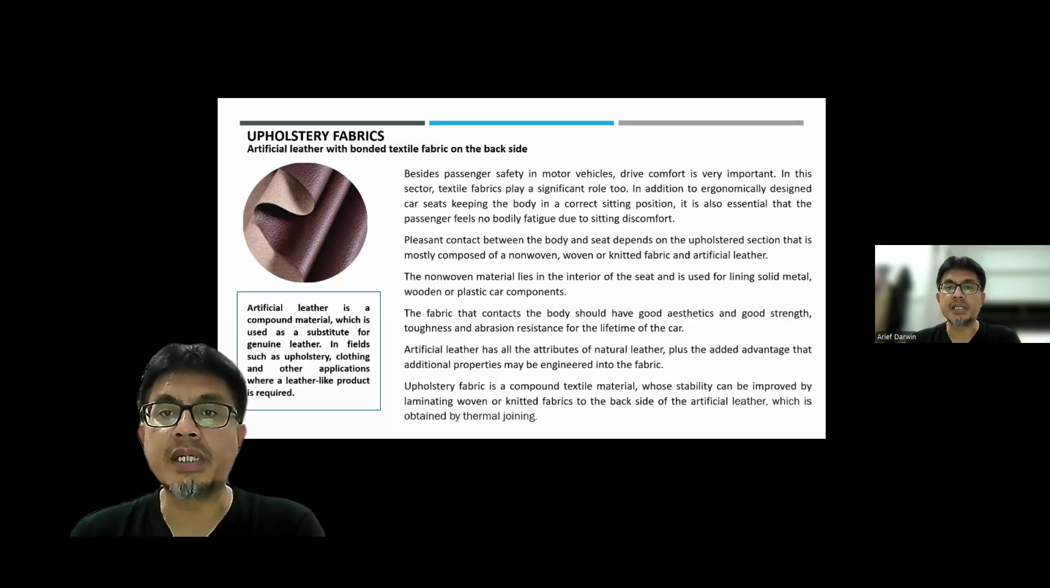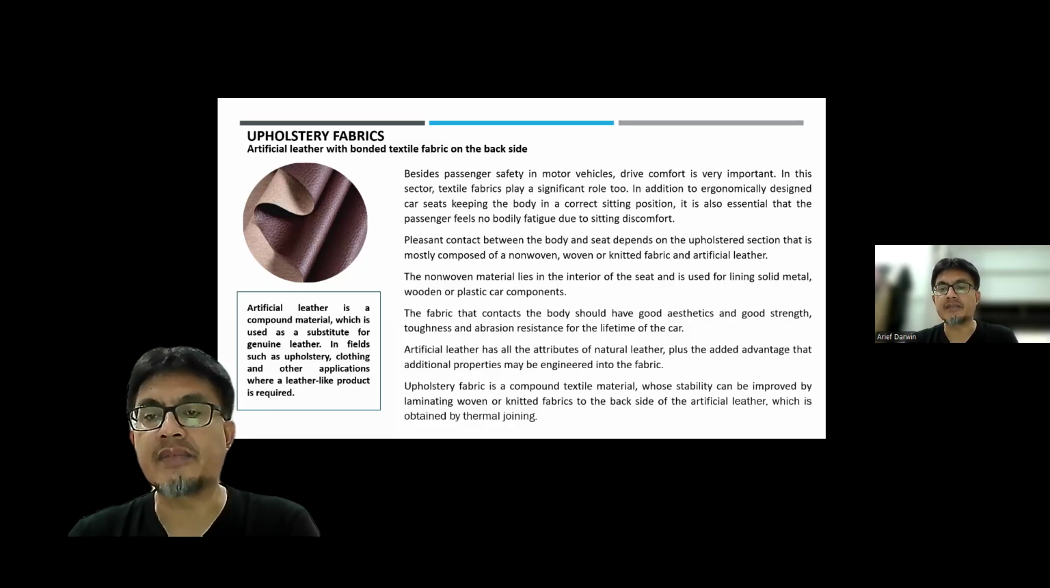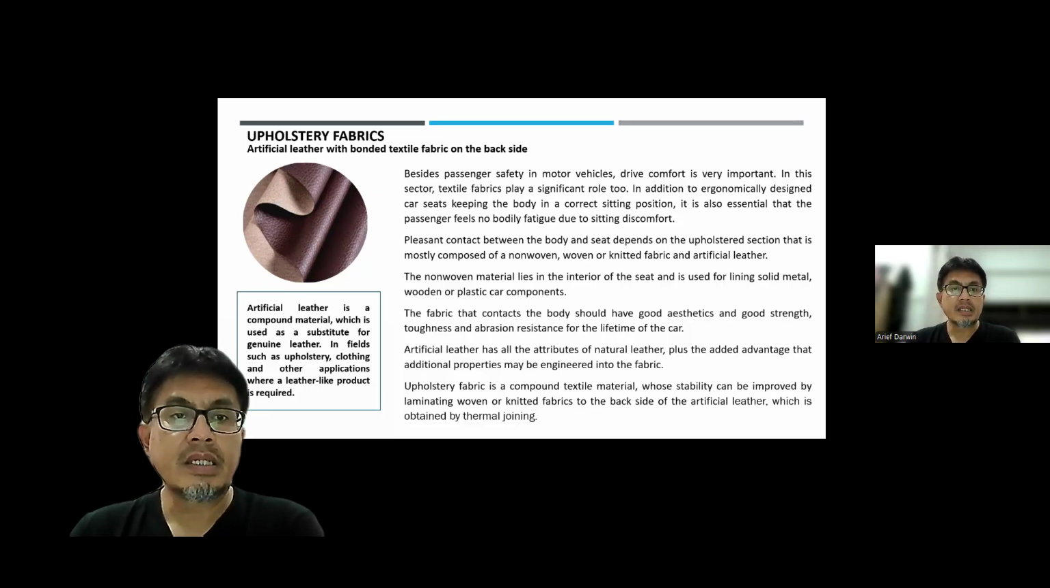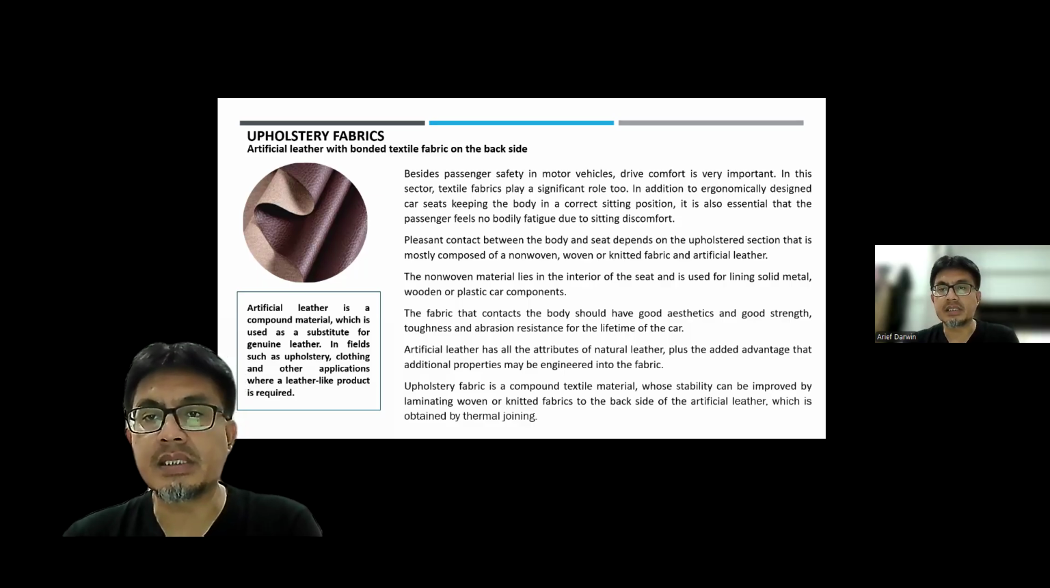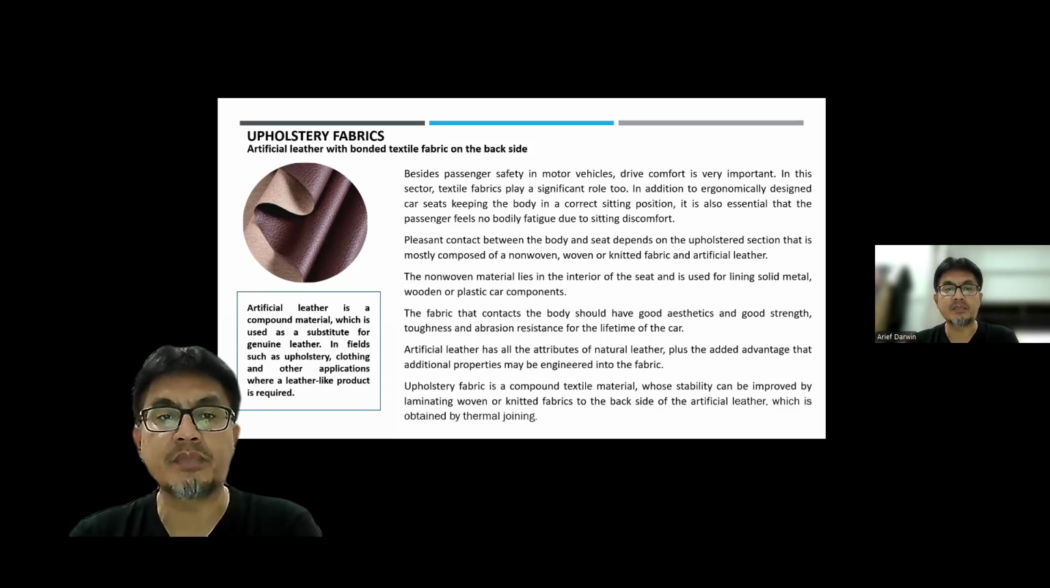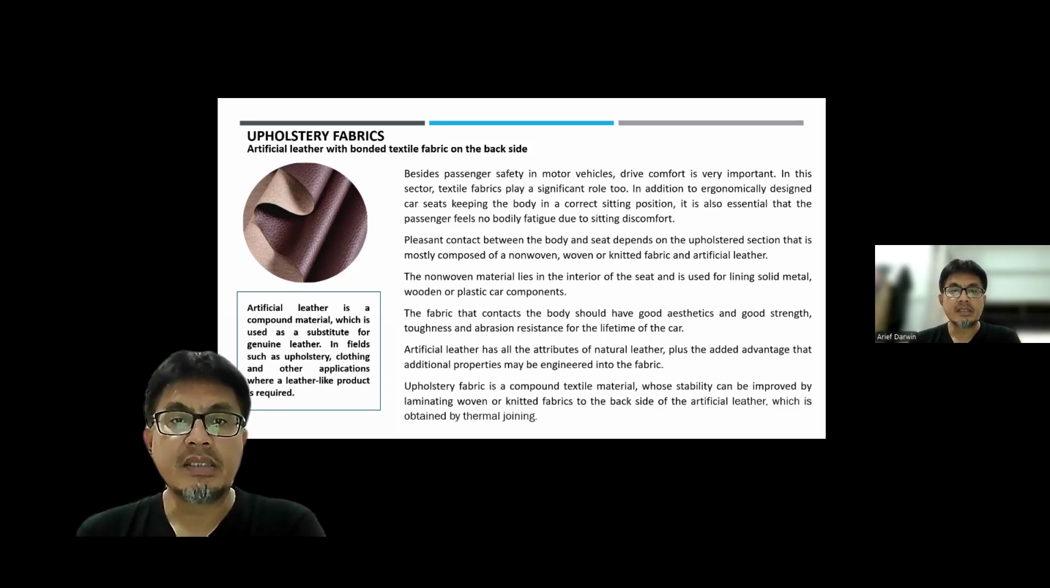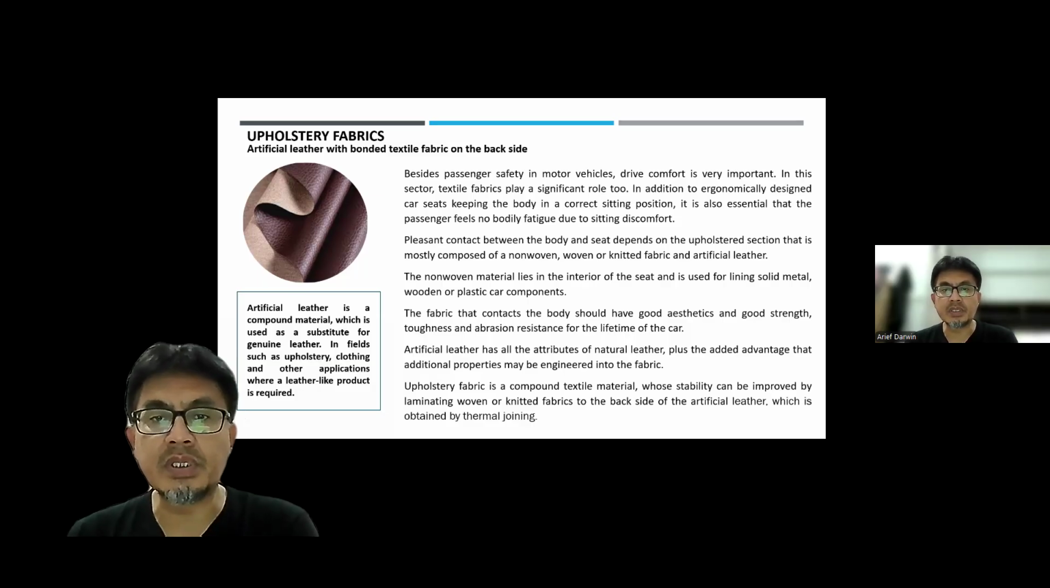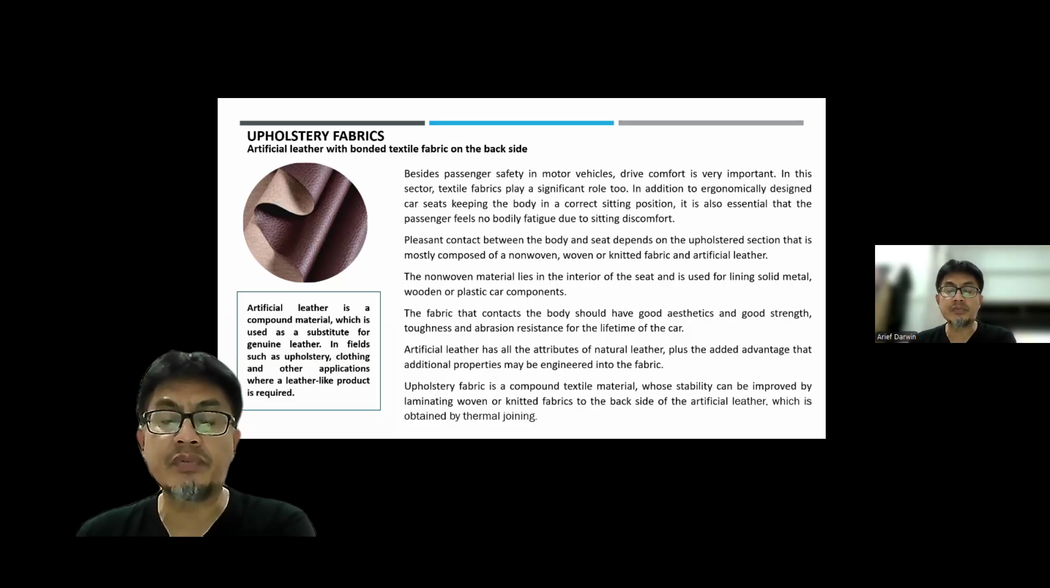Pleasant contact between the body and seats depends on the upholstered section, which is mostly composed of non-woven, woven or knit fabric and artificial leather. The non-woven material lies in the interior of the seat and is used for lining solid metal, wooden or plastic car components. The fabric that contacts the body should have a good aesthetic and good strength, toughness, and abrasion resistance for the lifetime of the car.